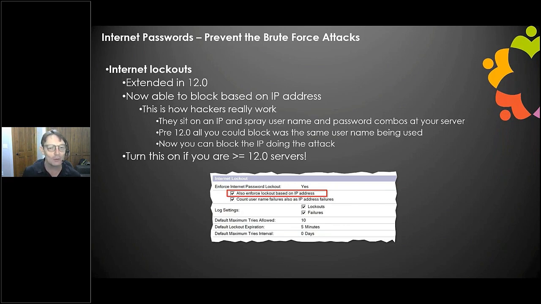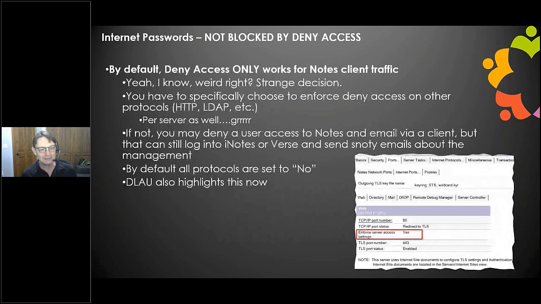What else goes on here? I'm going to talk about an interesting feature. Everyone knows about deny access groups. People leave, people get fired, I add them to a deny access group. But by default, deny access groups only block Notes client traffic, only block 1352 traffic.